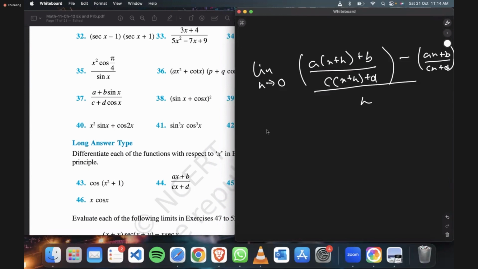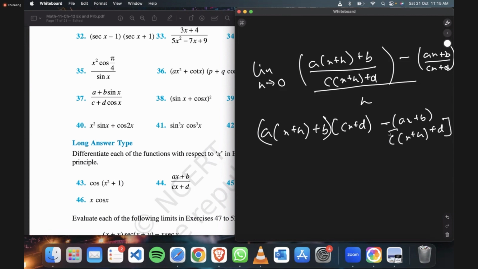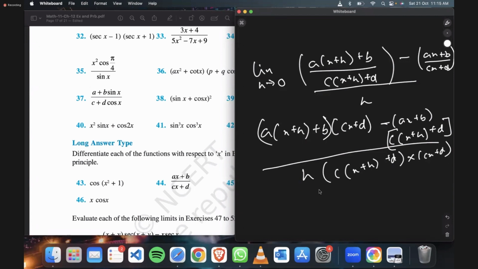Now a times x plus h plus b times cx plus d, minus ax plus b times c times x plus h plus d, whole divided by h times c times x plus h plus d times cx plus d. Alright, I can write it like this. Now moving on forwards, limit h tends to 0.